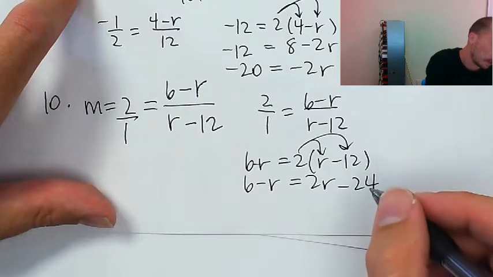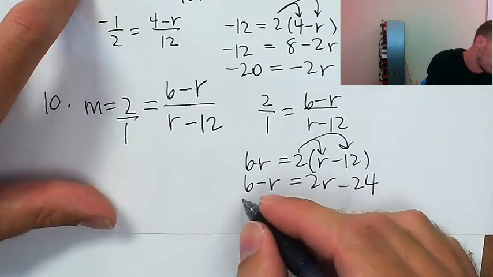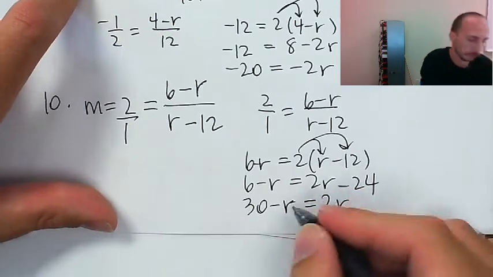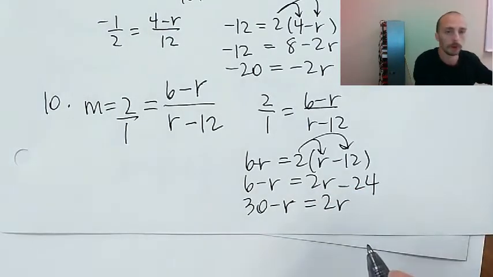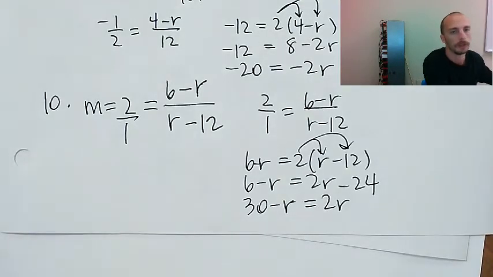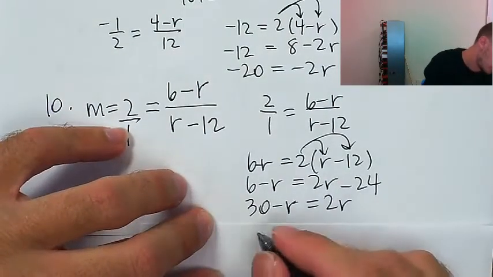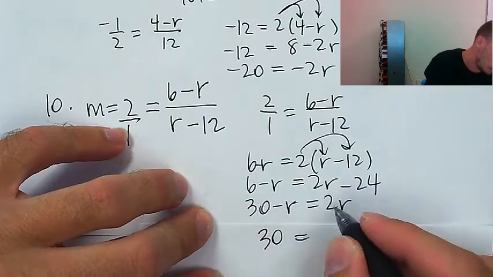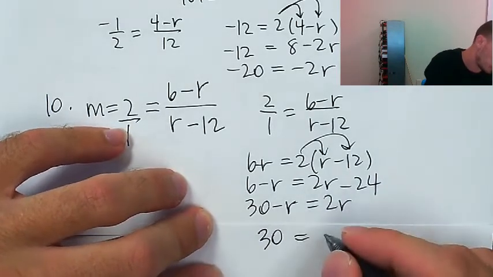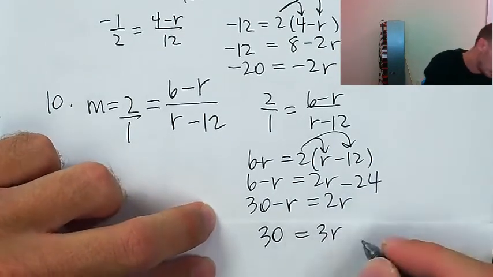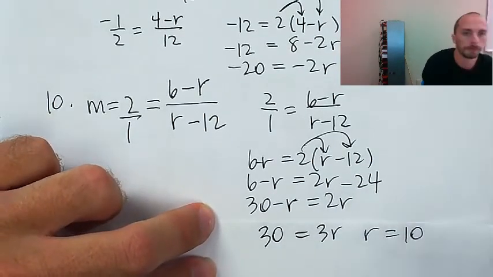Okay. I might start by adding 24 to both sides. Okay, but I've still got this r over here, so I'm going to need to add 1 r to both sides. And so I'll have 30 equaling 2r plus this other r is ending up being 3r. And I'm going to divide both sides by 3 and see that, oh, r needs to equal 10.